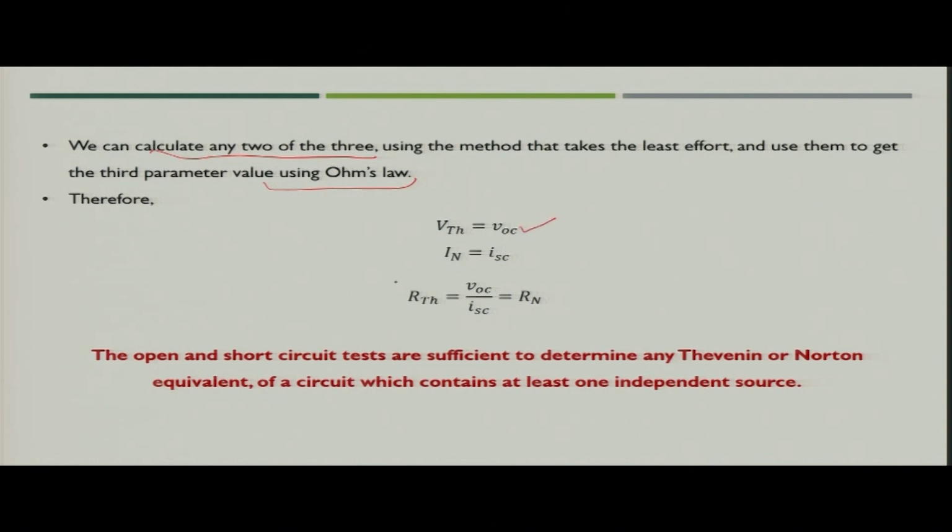So, what we get? We get V_TH is nothing but the open circuit voltage across the terminal A B. Norton's current is nothing but the short circuit current flowing between A and B when they are short circuited. And R_TH, that is Thevenin resistance, is nothing but the open circuit voltage divided by the short circuit current, and this would be equal to Norton's resistance.